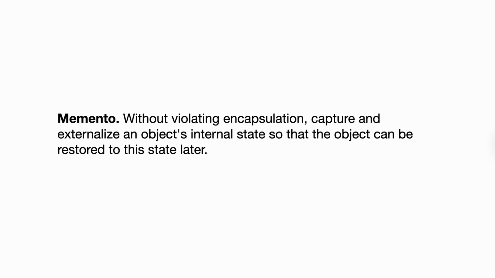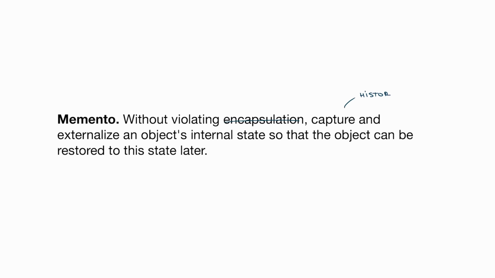Memento. Without violating encapsulation, capture and externalize an object's internal state so that the object can be restored to this state later. In the presence of immutability, the state cannot be modified, so there is no encapsulation to violate. In this case, when we capture the state or create a history, this history can be just a list of states, a list of previous states.